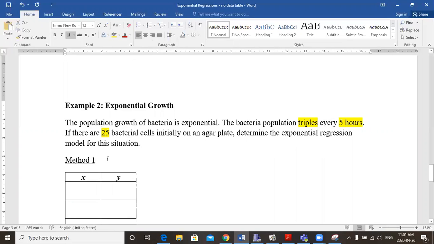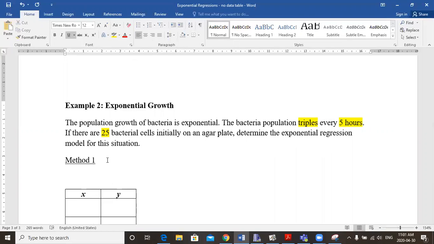So again, we've got x and y. So x will be the time, and this is in hours. And y is going to equal the number of bacterial cells, that would be the better way to label it.